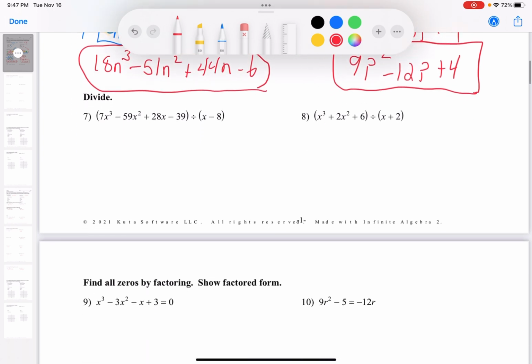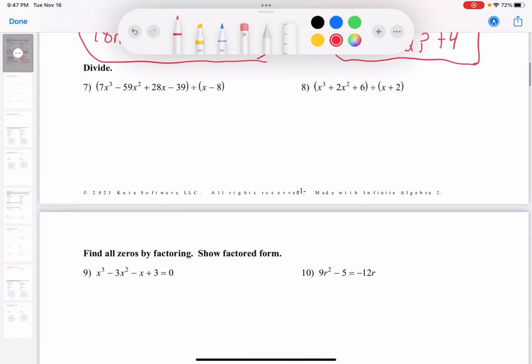6 minutes in. Number 7, divide. So we're going to use synthetic division. So using synthetic division, the opposite over there goes in the box, so that's 8. And then I go 7, and I start with x cubed. So now I've got negative 59x squared. I've got 28x minus 39. So everything is accounted for. It goes 3, 2, 1, none.